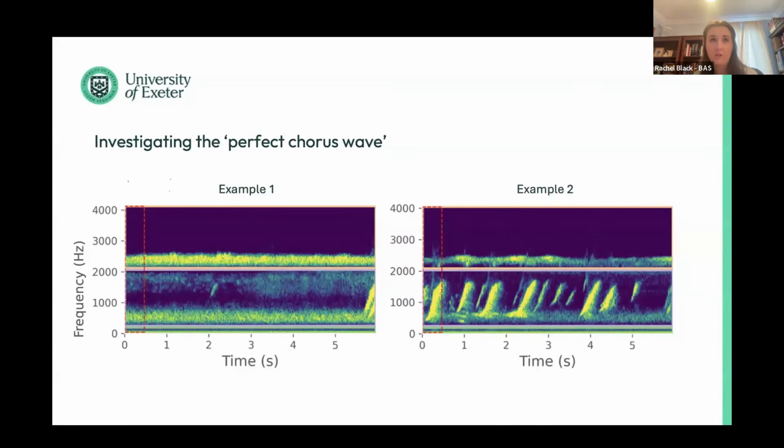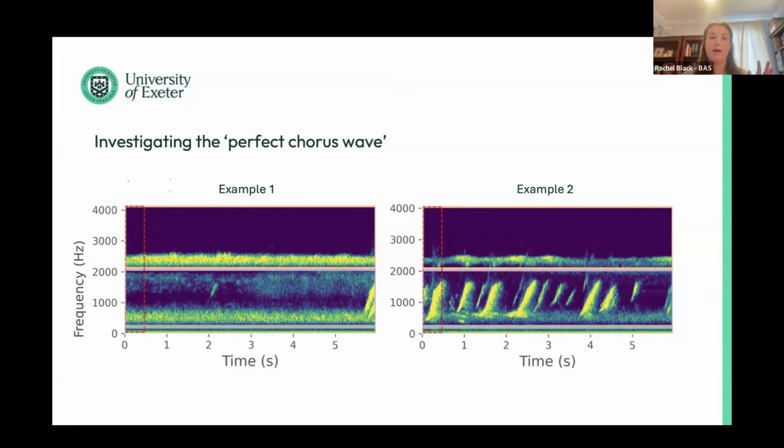So just returning back to that idea of a perfect chorus wave in terms of quasi-linear theory, here I have two burst record examples that contain chorus waves. And in this first one, we have an upper band and a lower band.